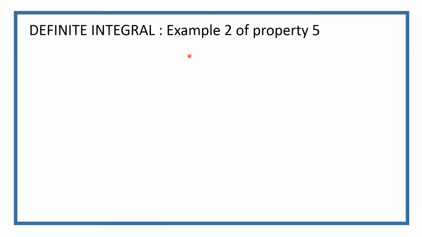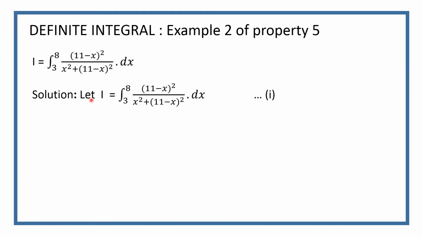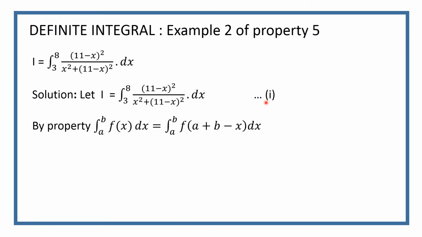Let's see another example on property number 5. I equals integration 3 to 8 (11 minus x) whole square upon x square plus (11 minus x) whole square dx. Let's see the solution. Let I equal integration 3 to 8 the given function dx, and call this equation number 1. So what is our property number 5? That is integration a to b f(x) dx equals integration a to b f(a plus b minus x) dx. So we have to add 8 plus 3. So what we'll get, we'll see.